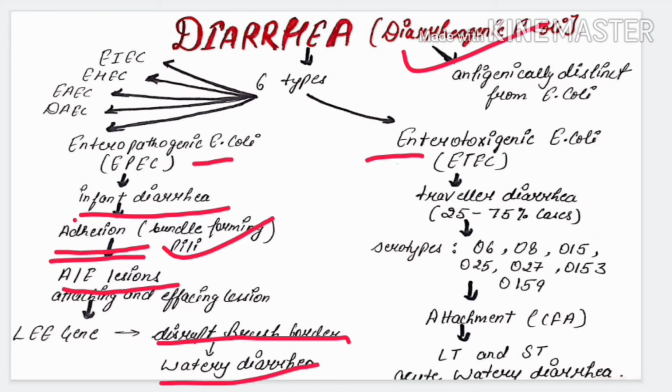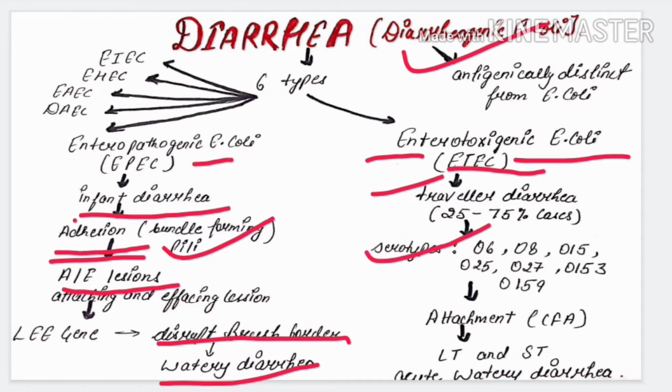Next we have the Enterotoxigenic E. coli. As the name suggests, it is toxigenic. It means it will produce toxins. It will not spread into the body. It is not invasive. It will only produce the toxins that will ultimately lead to the disease. It is also called traveler's diarrhea.